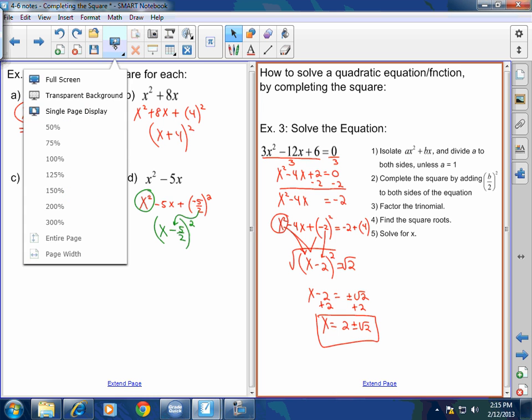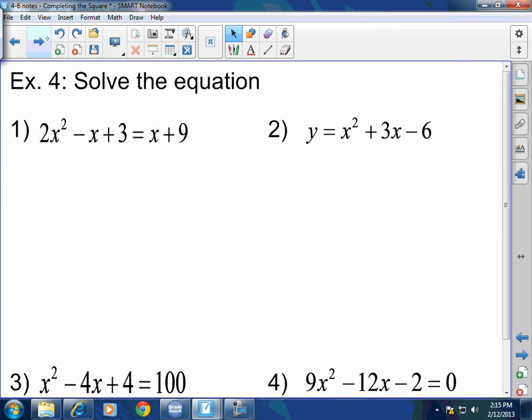Okay. Let's see what we got here. Next. Oh, okay, let's do it. Let's knock this out. Solve the equation. Okay, we're going to solve this. You know you're not going to be able to factor this, right? So let's get the x squareds and the x together on one side.